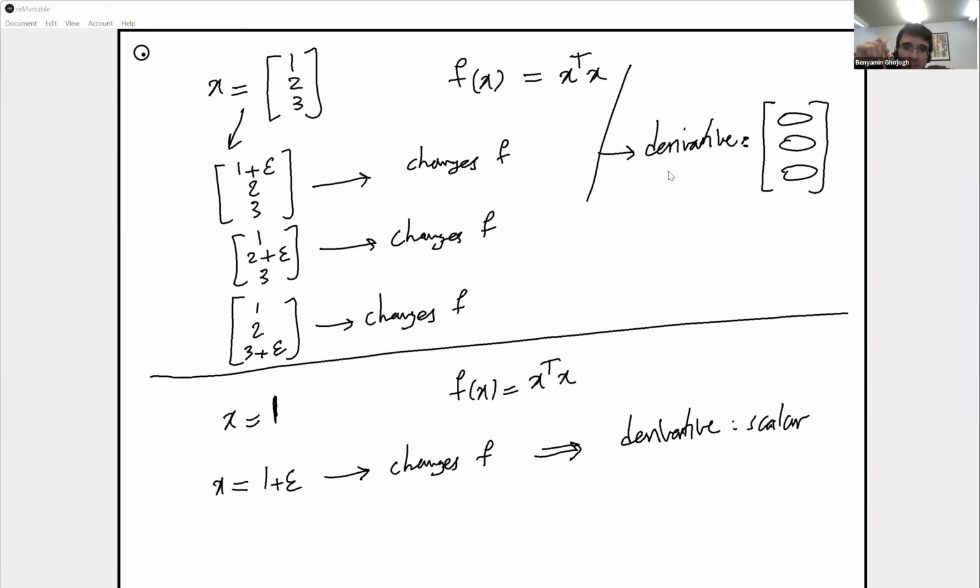Thank you. So, in other words, the derivative of a scalar with respect to a scalar is a scalar. In this example now, the derivative of a scalar with respect to a vector is a vector.